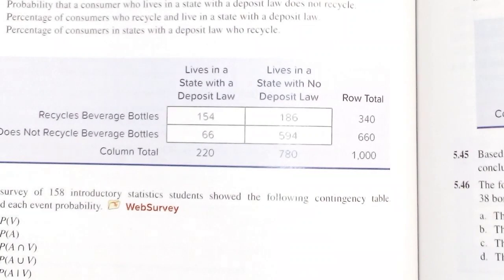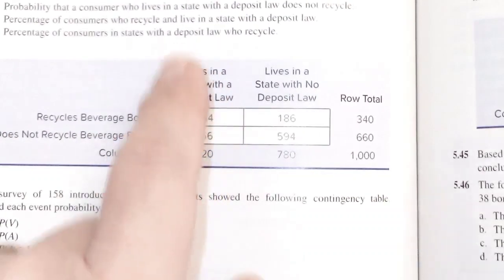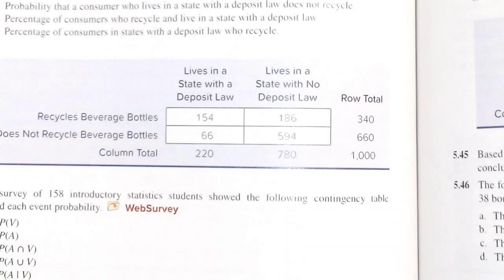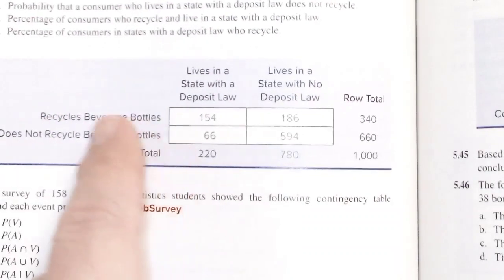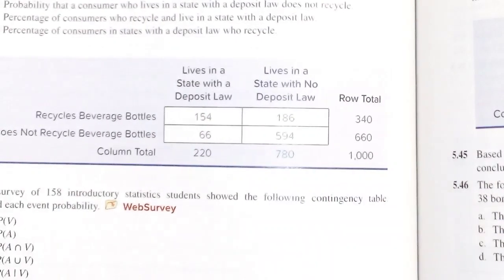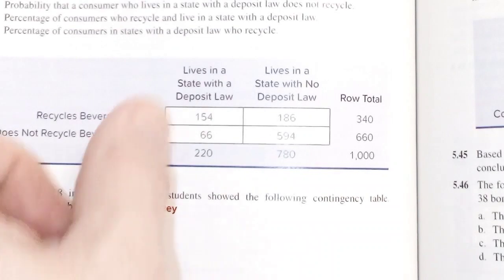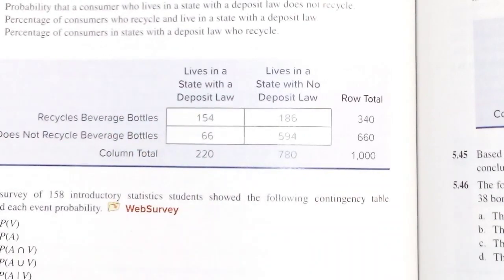So I can ask the question right now, is recycling independent of law? The chance of recycling given state law would be 154 out of 220. The chance of recycling total is 340 out of 1,000, or 34%. What's 154 over 220? What was that percentage? We never calculated that one.